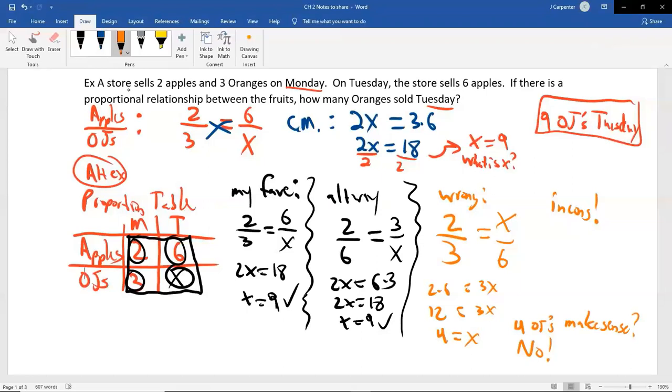See, the apples went from 2 to 6. The oranges were bigger than the apples, so they should still be bigger than the apples. 4 is not bigger than 6. We did this wrong because we were inconsistent. So this was a simple proportion table because there were no gaps.